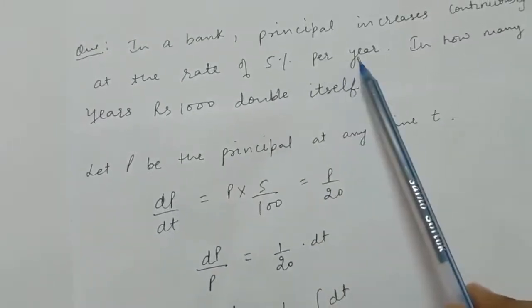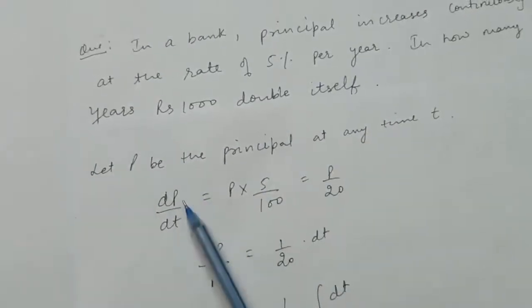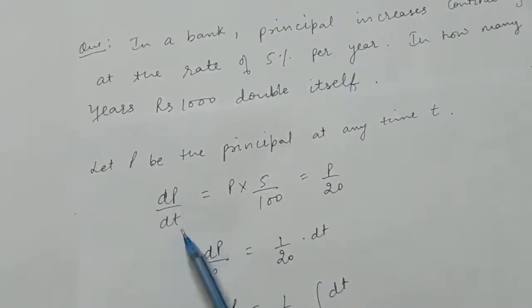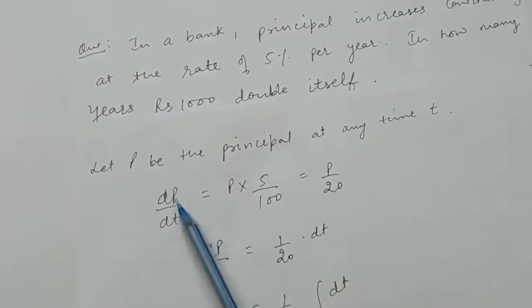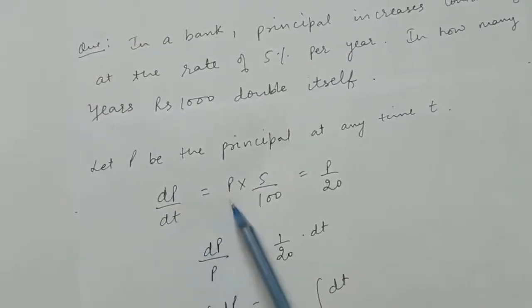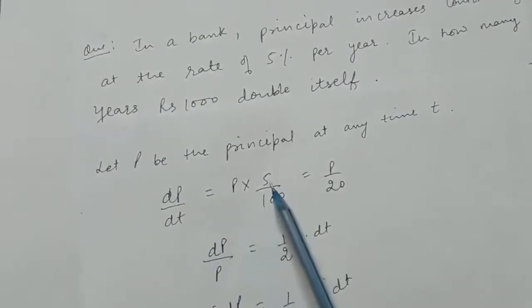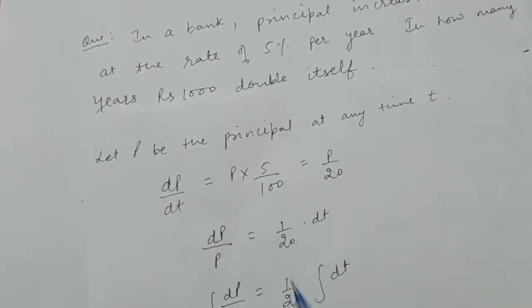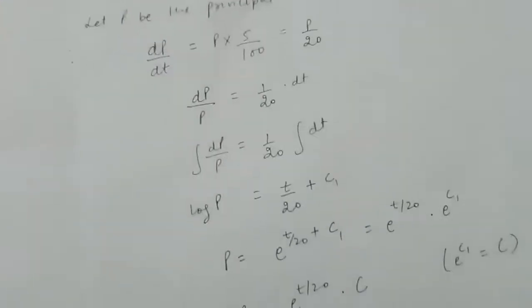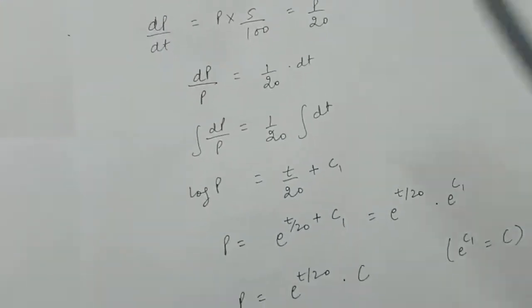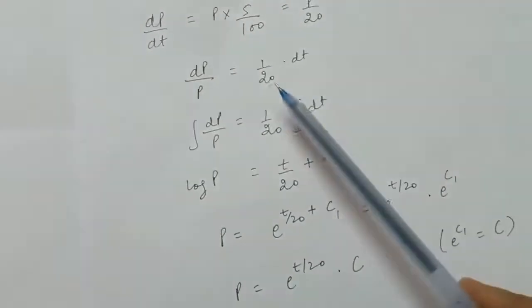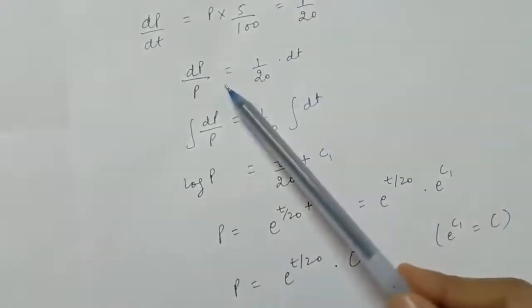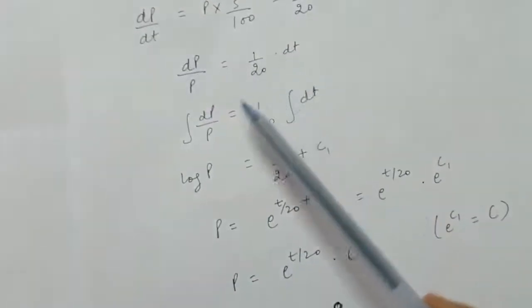Per year change is occurring, therefore we have to differentiate it with respect to time. So change in the principal with respect to time is 5%. So 5% of the principal is p by 20. Now by variable separable, find the solution of this differential equation. So take p this side and dt on this side. Now integrate.